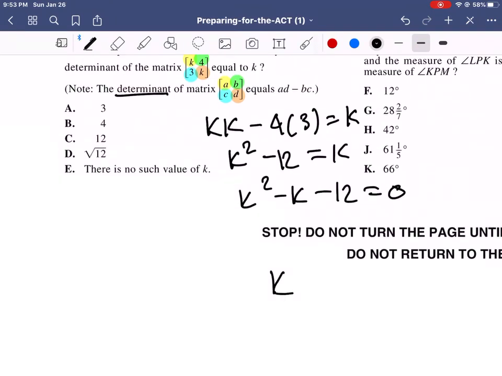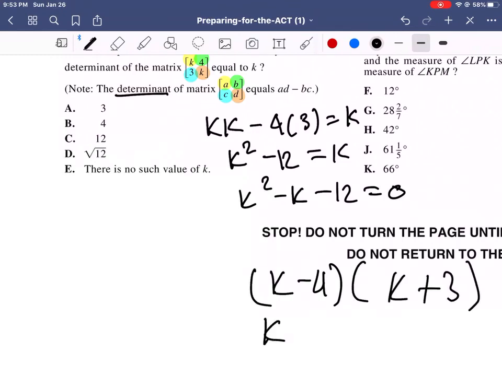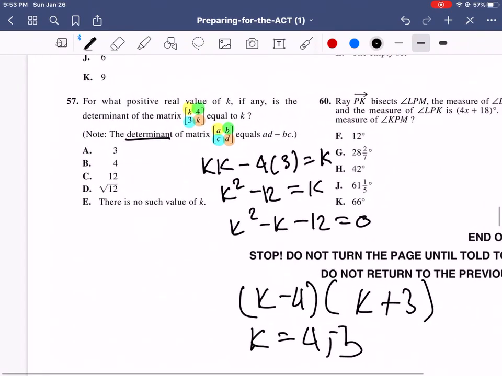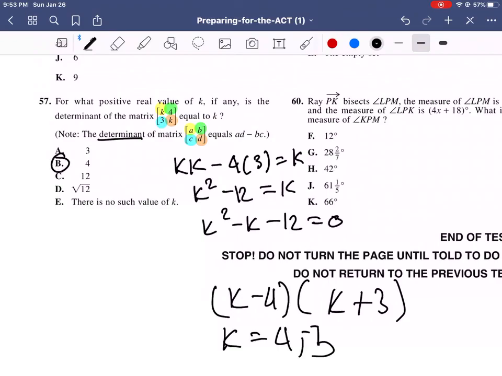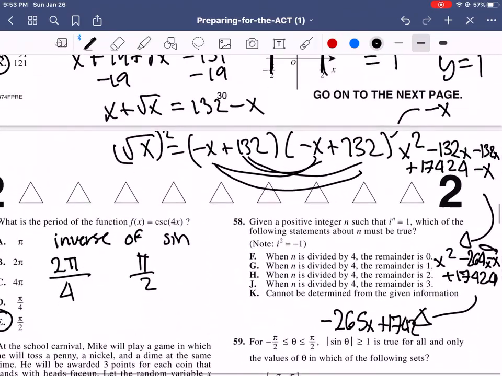K must equal, what are 2 factors that multiply to become negative 12 that add up to become negative 1? Negative 4 and 3. K minus 4, K plus 3. K equals 4, K equals negative 3. Okay, must be B. Oh, positive real value. There it is.